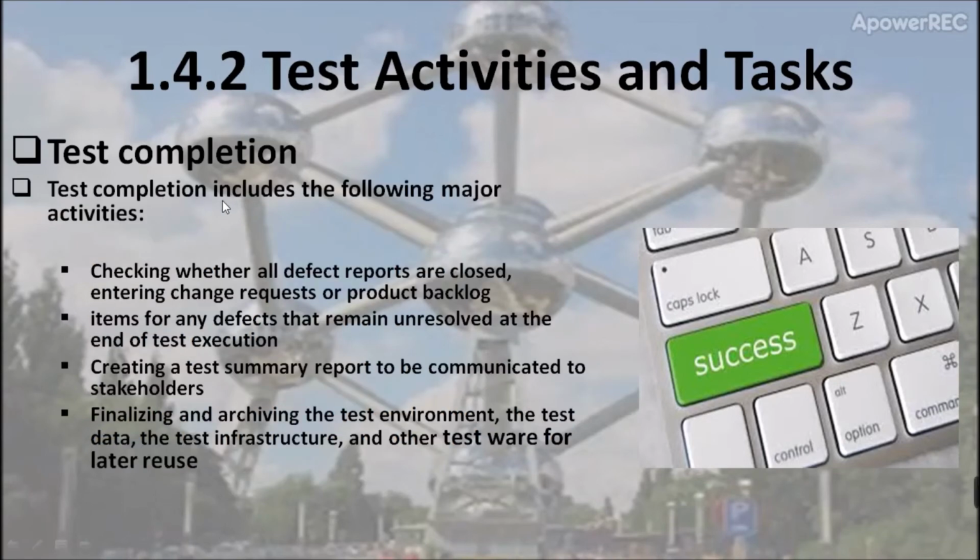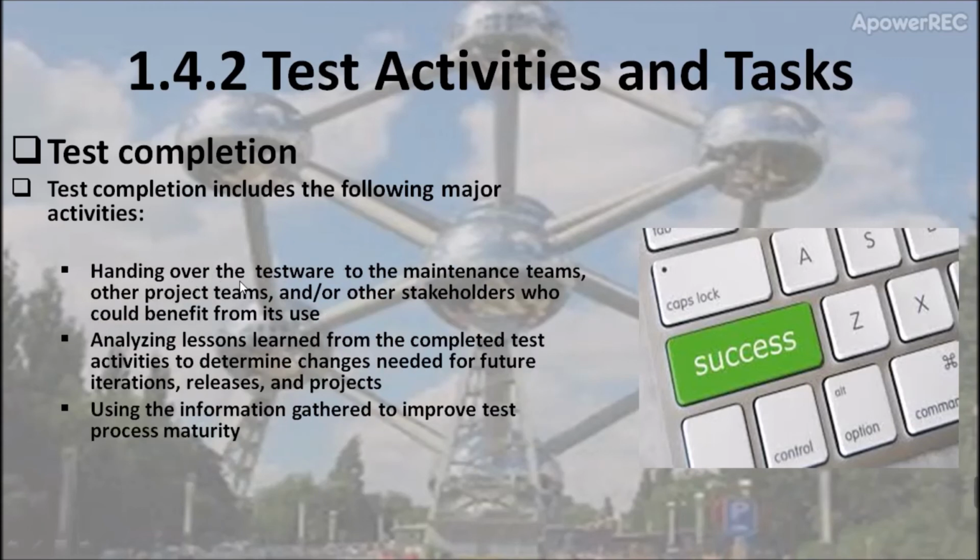Activities that happen in test completion: checking whether all defect reports are closed. We need to make sure that all defects are solved, and for things that need to be run, we record a change request. We create a test summary report and deliver it to the stakeholders. We finalize and archive our testware, the test environment, the test data and anything else so that we can use them later in our project. We hand over the testware to the maintenance team and the project team so that they can use it later if they want to. We record lessons learned so that we perform better in the future. We use the information that we gathered to improve the test process maturity.